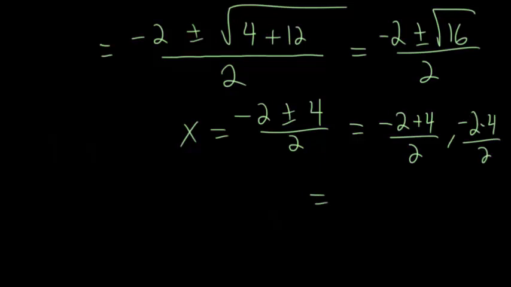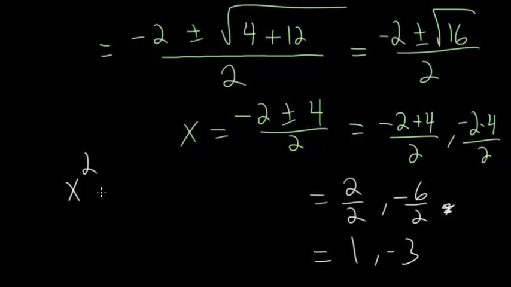And so we can just simplify these expressions. Minus 2 plus 4 is positive 2. So you get 2 over 2. And minus 2 minus 4 would be minus 6 over 2. So it looks like as solutions that we get 1 and minus 3. And if you're curious, if you want to test to make sure these are correct, you would plug it into that starting equation, x squared plus 2x minus 3, and see that it does in fact equal 0.